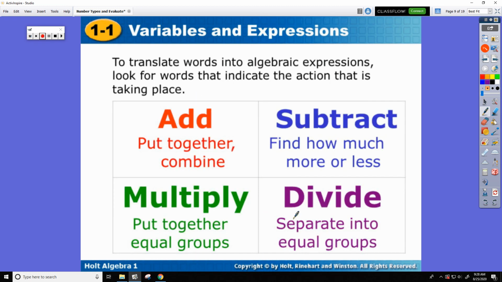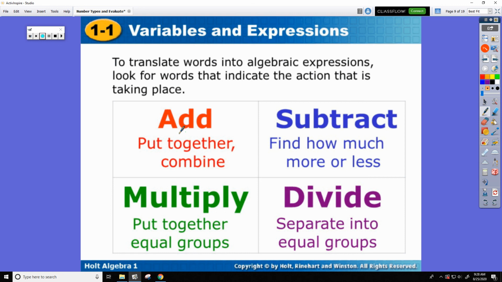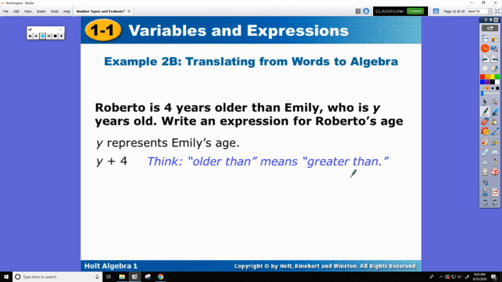So know those words: sum, difference, product, and quotient. Adding, combining, more; subtracting, less, difference; multiply, you put into equal groups; and divide, you separate out into equal groups. Sorry, I don't mean to cross things out, I'm trying to underline. If you want to add more notes, you could go on to the right page, which would be page 4, the right-hand side of your notebook, or if you've already written on the left, that's fine.